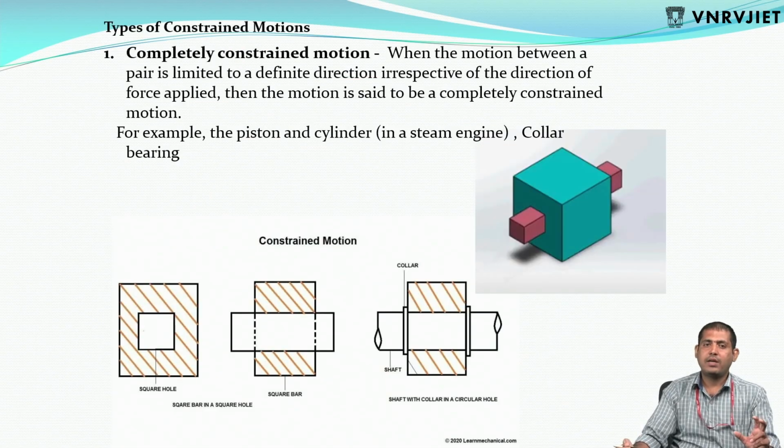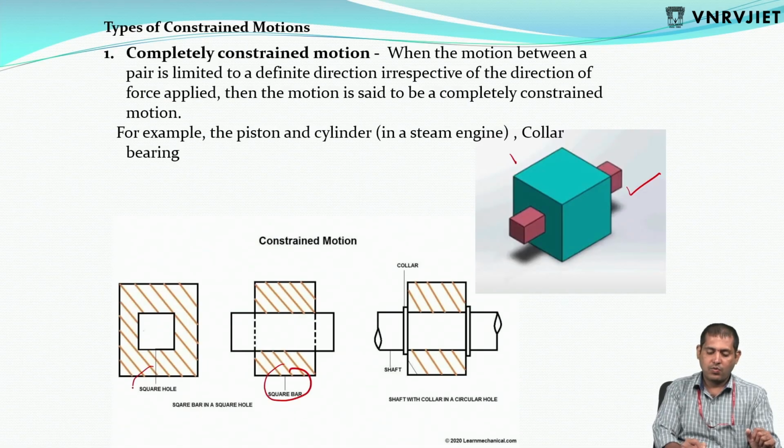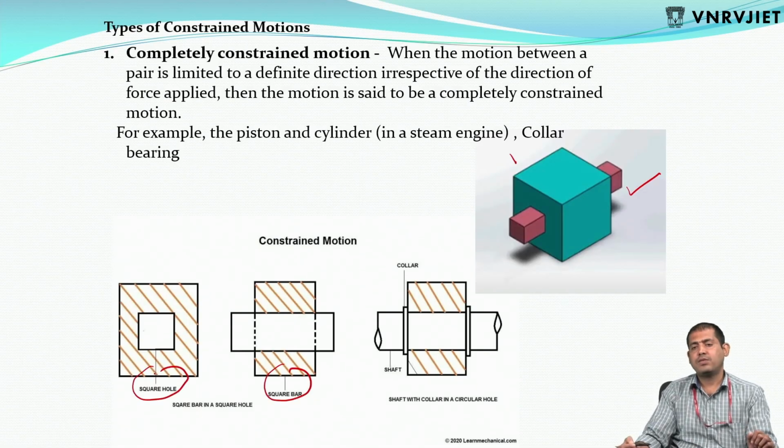Next, first, types of constrained motion. Here three types are there. First type is completely constrained motion. By seeing this figure itself, we can know that here part 1, let's say a square bar, is fixed in a square hole. What motion is there? Only sliding motion. Other than sliding motion, any motion? No. So only one motion is possible.